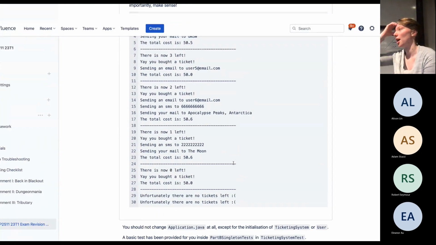So are there any questions about the Singleton pattern part? The Singleton pattern is probably one of the easiest code-wise to implement.